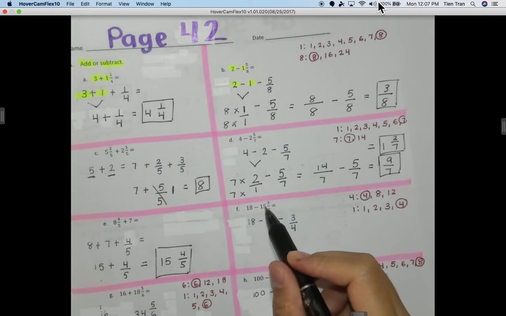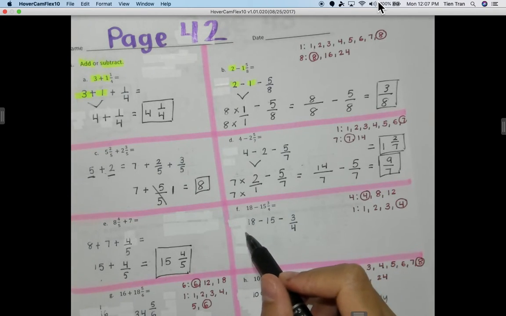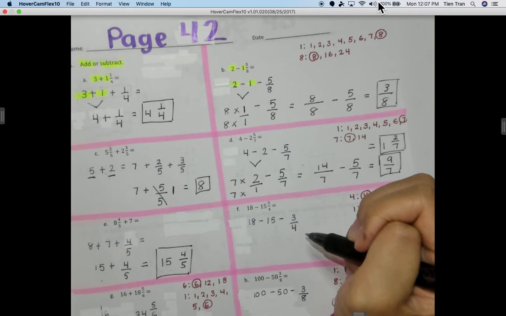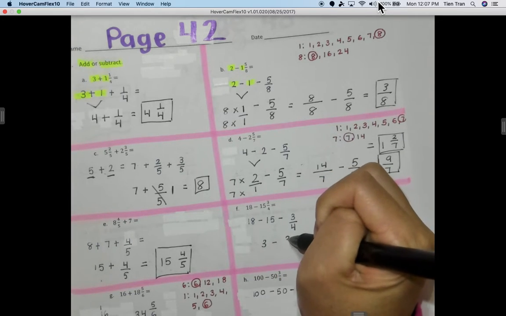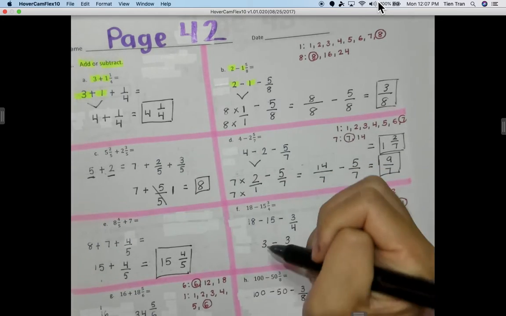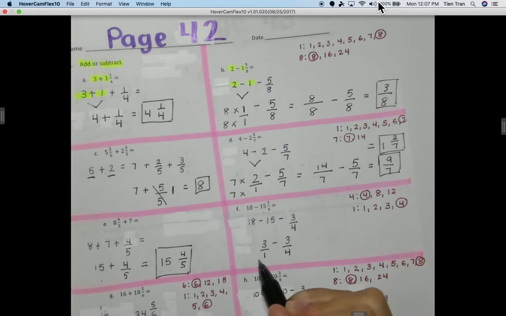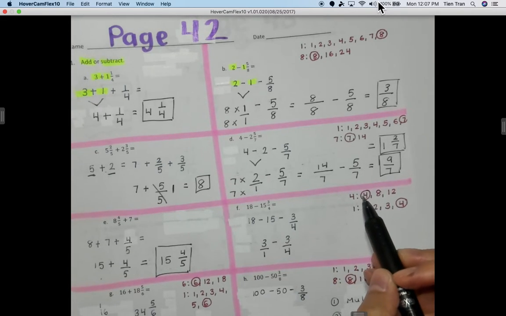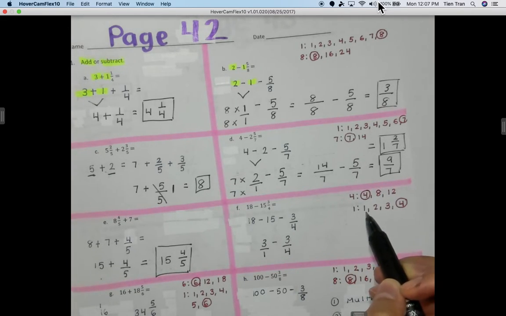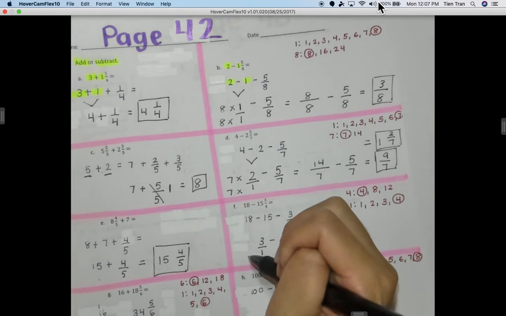Over here, I have 18 minus 15. I'm going to subtract 18 minus 15. What is 18 minus 15? 3. And 3 minus 3/4. So I'm going to put this over a whole number because I need to find a common denominator. For 4, I have 4, 8, 12. For 1, I have 1, 2, 3, 4. 4 is my common denominator.